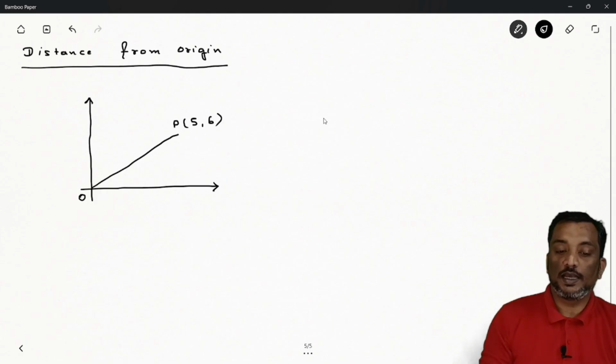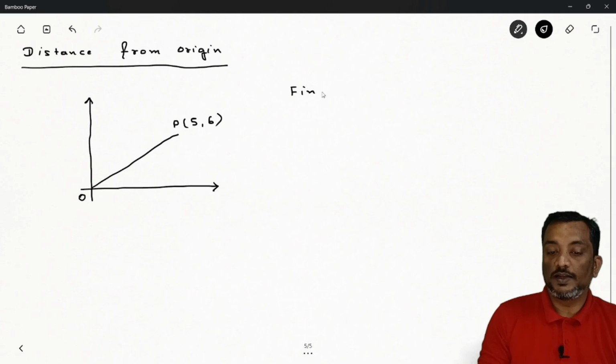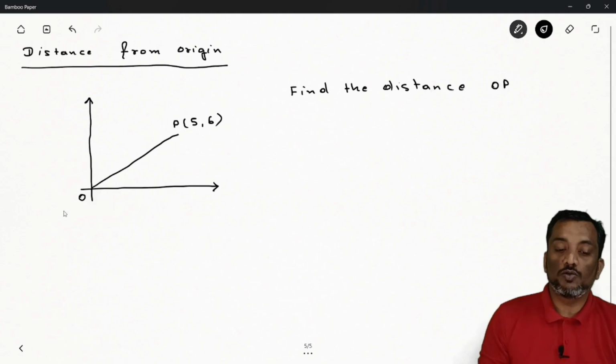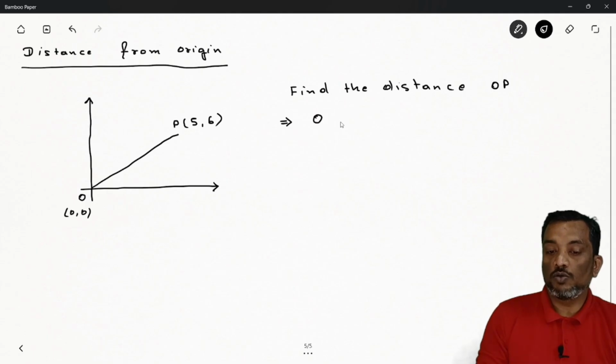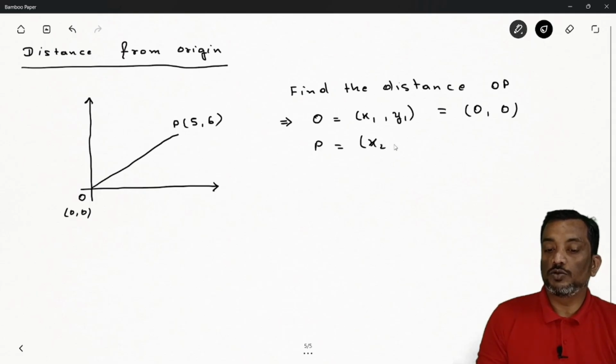Okay, now it is saying, hey, can you find the distance? Find the distance OP. Okay, so now you can say O coordinate is given how much? 0, 0. So if you see what data you are given, O will be what? Your x1, y1 is equal to what? 0, 0. And same with P coordinate is what? X2, y2. Their coordinate is given how much? 5, 6.